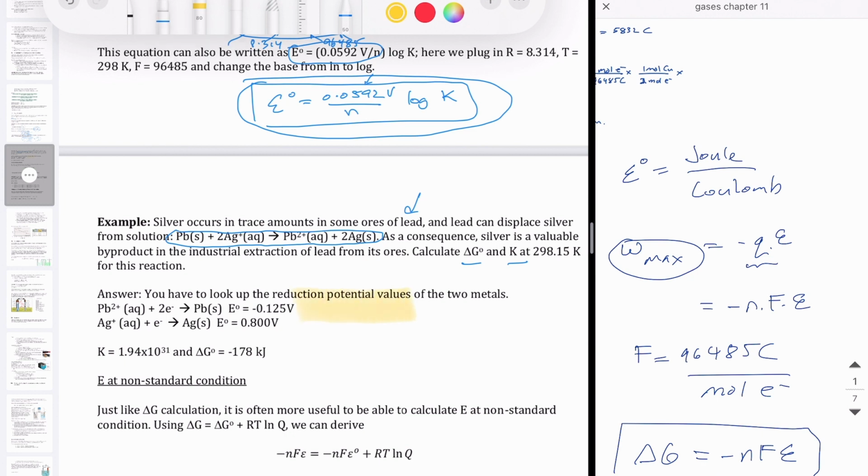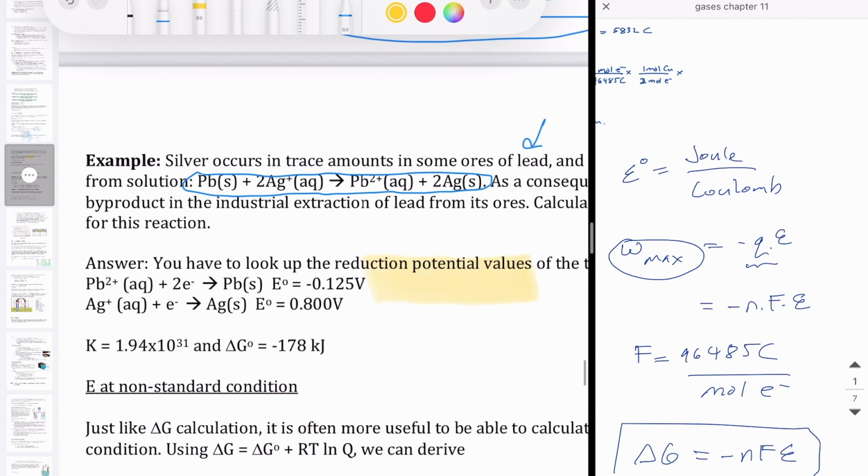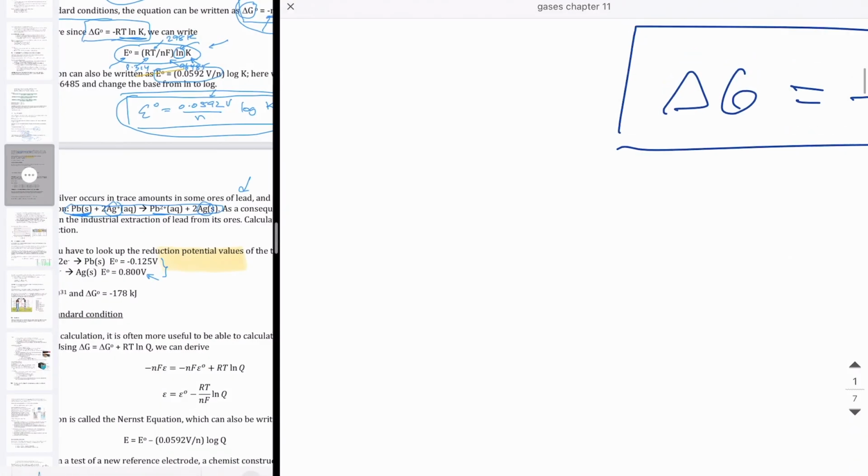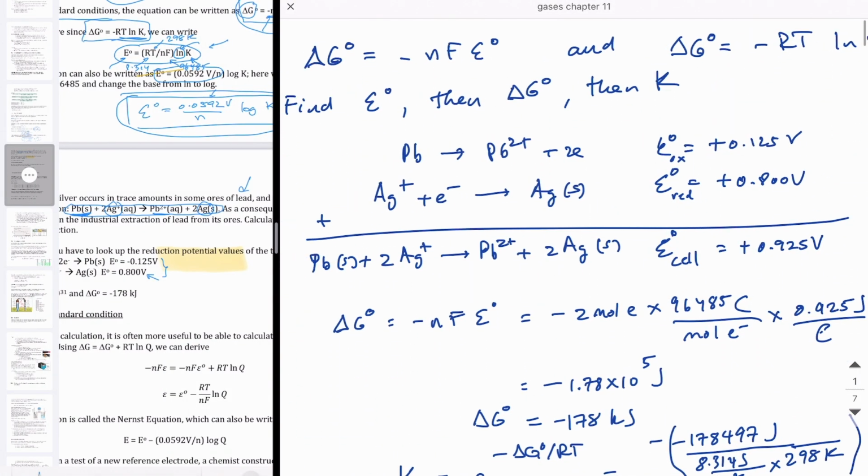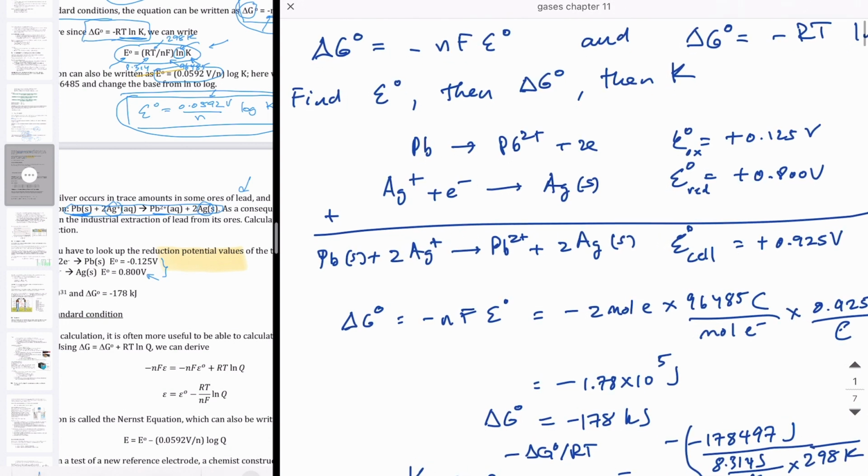And of course, in order to do that, I'm going to need two reactions, my reduction and my oxidation reaction, and I'm going to need the reduction potential values that I can get from my reference table. I looked it up already in this case, and given the way the reaction is written, you can see that the lead is oxidized, silver reduced. These are just the standard reduction potentials for both of them. So for the reduction of lead, it's going to be negative 0.125. Of course, that's going to be flipped now since the lead actually undergoes oxidation. And then this is the reduction potential for silver.